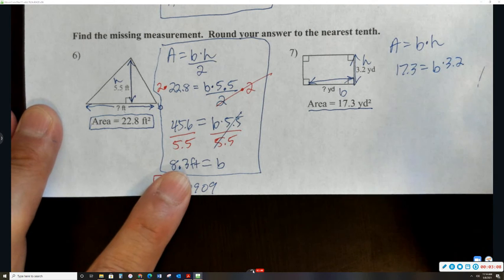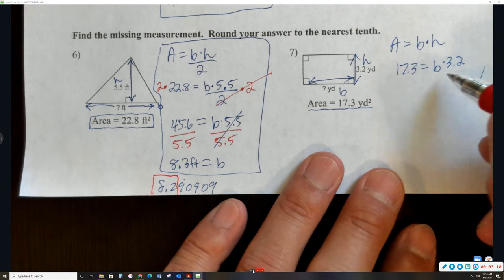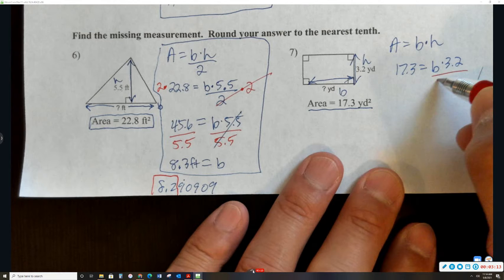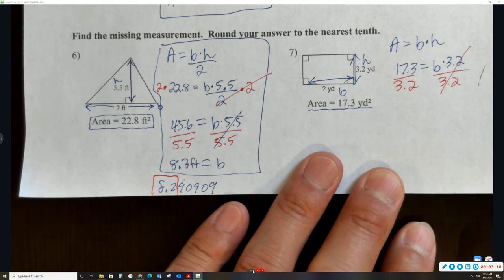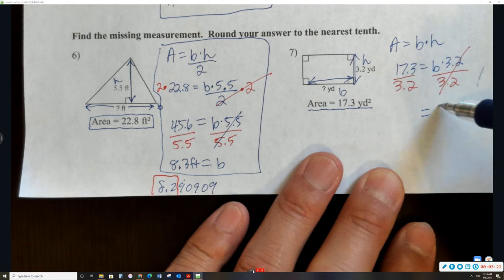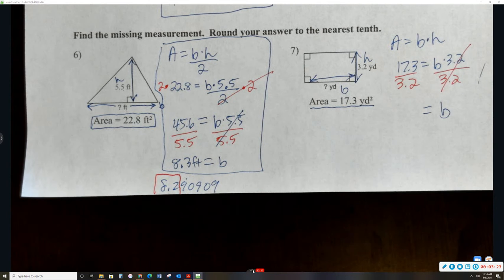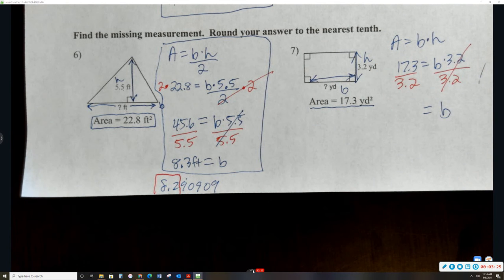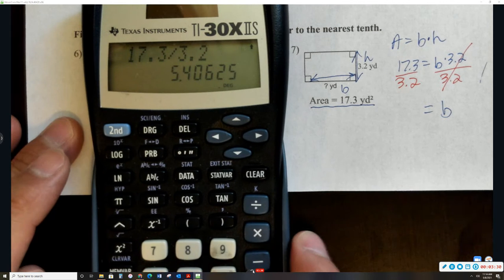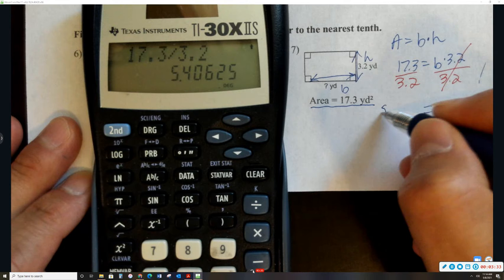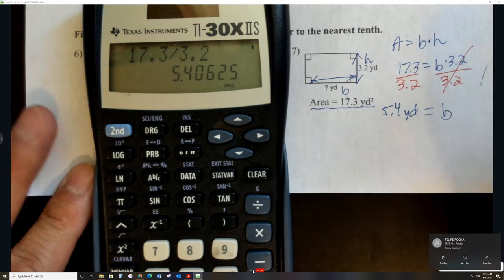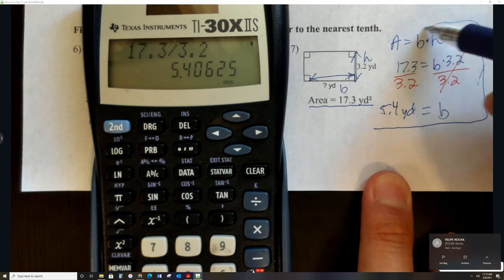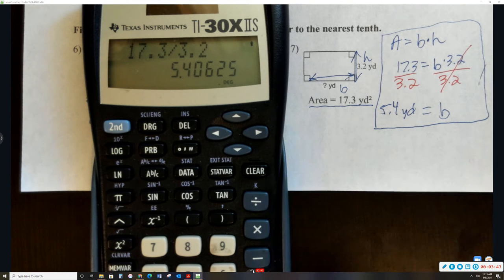This one's a little bit easier. We just need to do one step to solve for B, and the one step would be divide both sides by 3.2, because then that's going to eliminate the times 3.2. And then you have B equals 17.3 divided by 3.2. And again, there's the division. That one's a little bit easier to round. It's just a straight up 5.4 yards. And that is number 7.